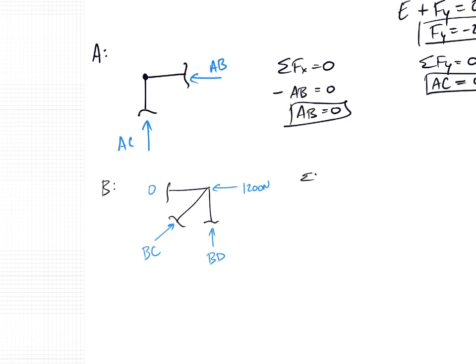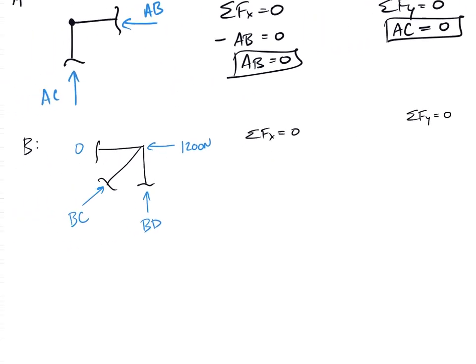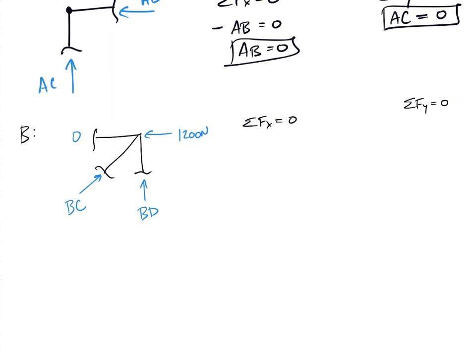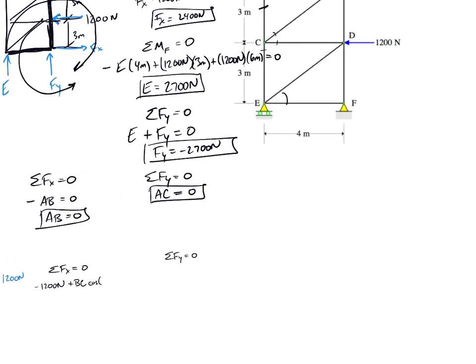So we'll go sum of the forces in the x equals 0, and then sum of forces in the y. And we'll figure out which one we're going to do first in a second. In the x direction, we've only got one unknown, that's the BCX. So we'll say we've got the negative 1,200 in the x direction plus BC cosine of, now this angle, if you do the inverse tangent of 3 over 4, you'll get 36.870 degrees. So that's the angle we're going to use.